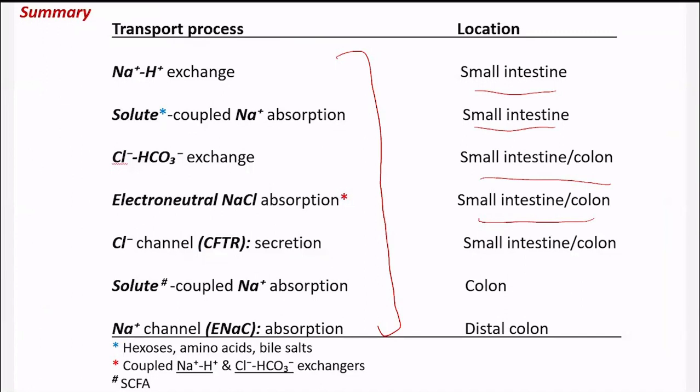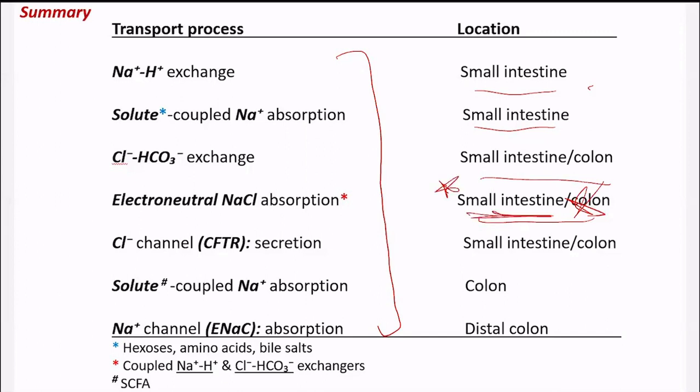You have the sodium hydrogen exchanger in the small intestine. Solute coupled absorption is also in the small intestine, which is basically bile salts, all of that. Excuse me. And then you have electroneutral sodium chloride absorption. We just talked about this. This was in the ileum. Forget the colon, okay? This was in the ileum, according to Dr. Angelica's slides.